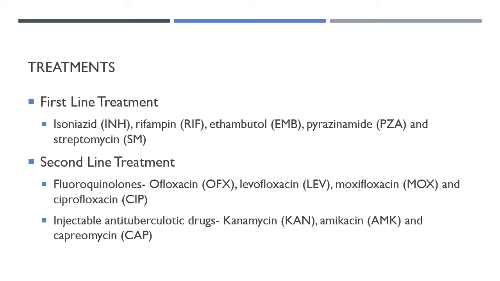Then second-line treatment, there are fluoroquinolones and injectable anti-tuberculotic drugs. These are usually used when people don't respond well to first-line treatment, or they fail to finish a first-line treatment and gain some type of resistance from it.